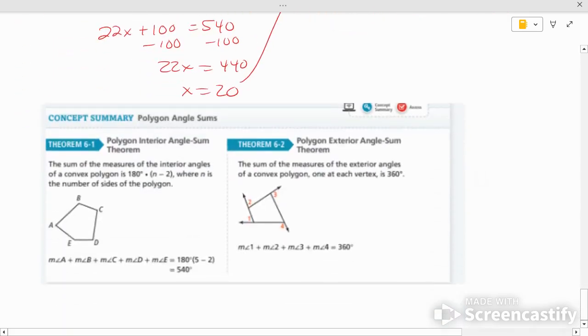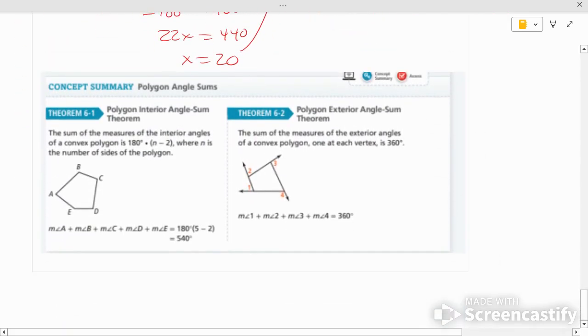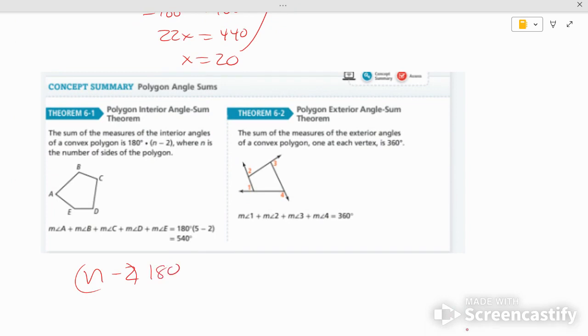Okay, so interior angle sum: n minus 2 times 180, the number of sides minus 2 times 180. Exterior angle sum is always 360. So you have a ton of time before lunch to work on this. After lunch, we'll do section 6.2, and then on Wednesday, we'll have 2 quizzes, 1 over 6.1, 1 over 6.2, and then we'll do 6.3.